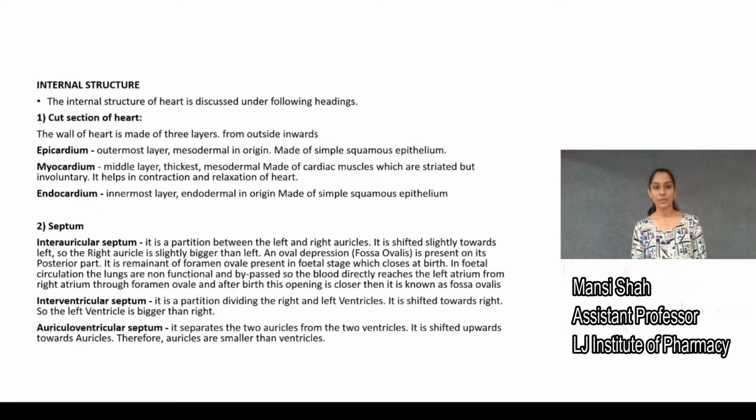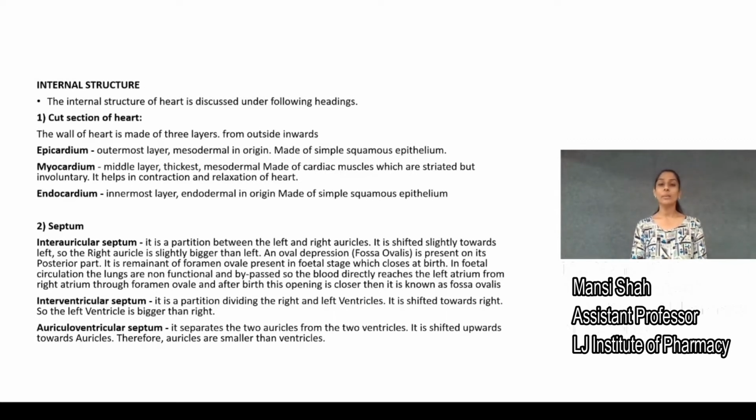Then septum. So, interauricular septum, interventricular septum, and auriculoventricular septum. First, that is interauricular septum. It is a partition between left and right auricles. It is shifted slightly towards left, so the right auricle is slightly bigger than left.